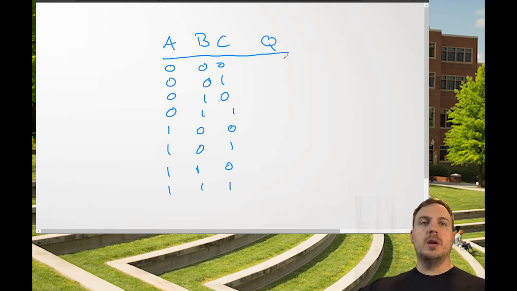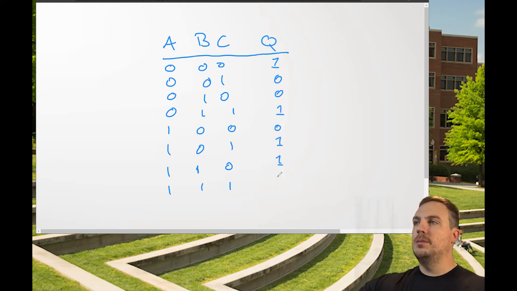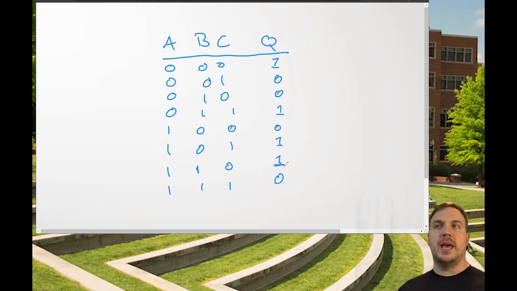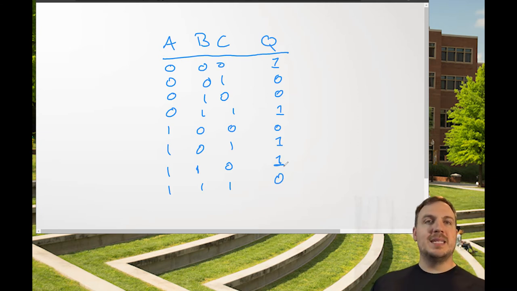And then Q, we're just going to create a fake circuit in this case. So don't worry about how I'm getting Q right now, because the whole point of this is to take a truth table or something like that and convert it into a circuit equation or a diagram. So in this case, we'll just say 1, 0, 0, 1, 0, 1, 1, 0. Okay, so now I've drawn a circuit using a truth table. We can see we have 4 ones.